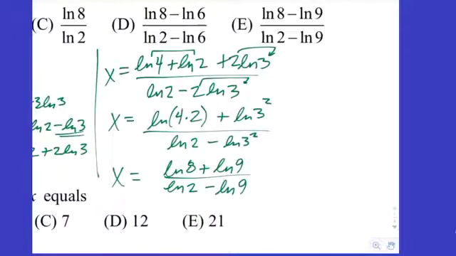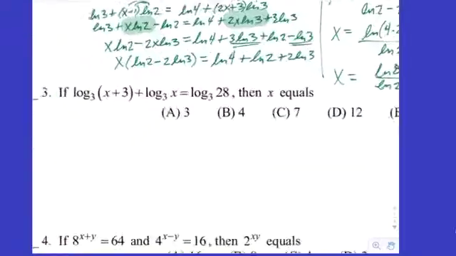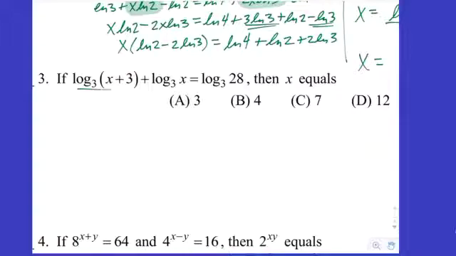And tomorrow on the retest, if you get as far as this, if you just solve for x, you wouldn't need to simplify it anymore. We'll be happy if you could get to that point right there. Number 3, you're trying to solve for x. You got 2 log terms on the left and 1 log term on the right. So you're going to condense.